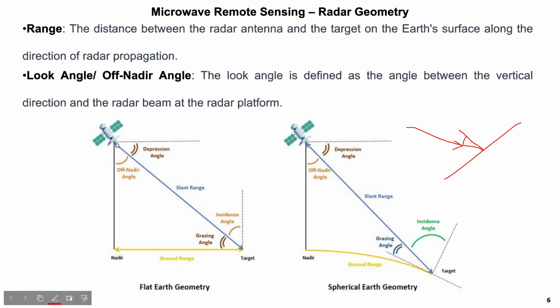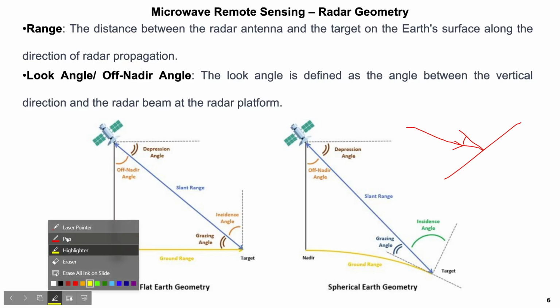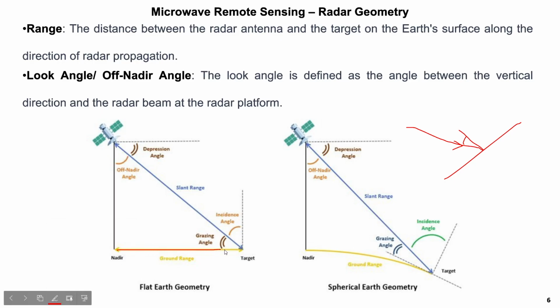So if you project this slant range to the ground, that distance is called the ground range. So this distance is your ground range, and this is your slant range. So these are the two different types of ranges.